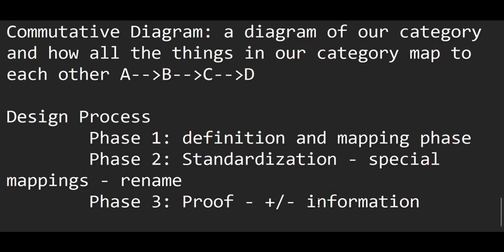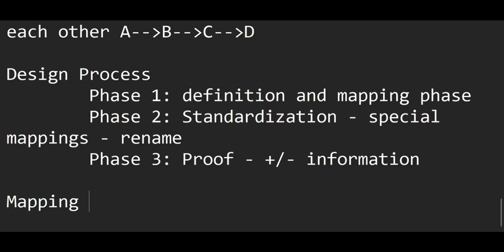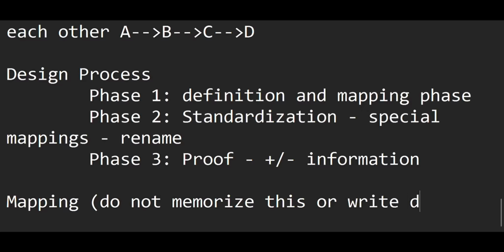Before we end this chapter, I would like to formally define a mapping. You don't have to write this down, but technically this is the formal definition of a mapping. Do not memorize this or write it down. This is just for those that want a more formal understanding of a mapping or a formal structure of a mapping.